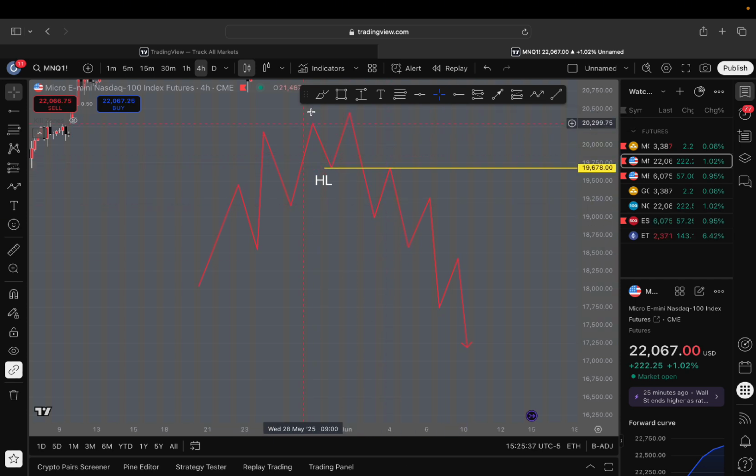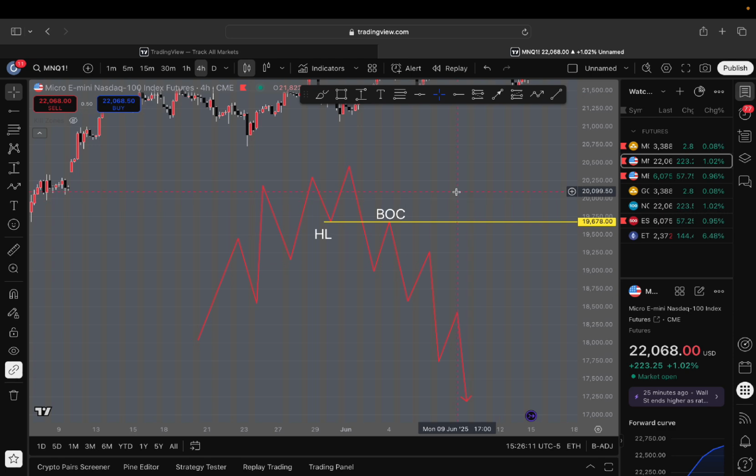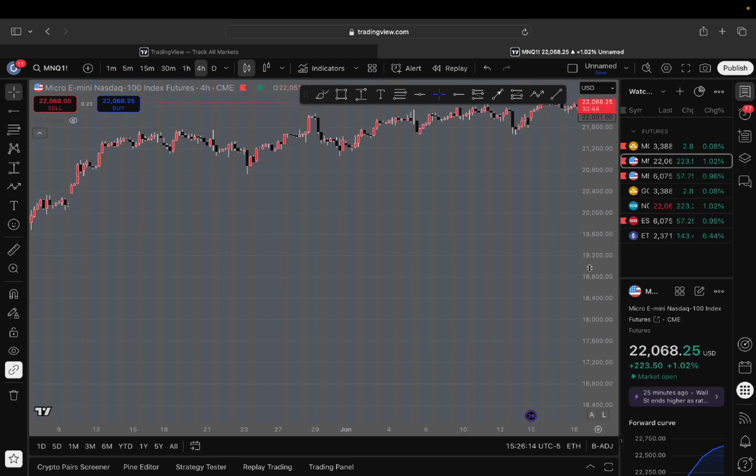As you can see here, we broke structure right here to the downside. This is going to be your break of structure. We're on an uptrend: higher highs, higher low, higher high, higher low. You mark up your recent higher low. Soon price stopped creating higher highs and higher lows, started to go down and broke this higher low, creating a lower low, lower high, lower low, lower high, lower low. That is basically break of structure as well.